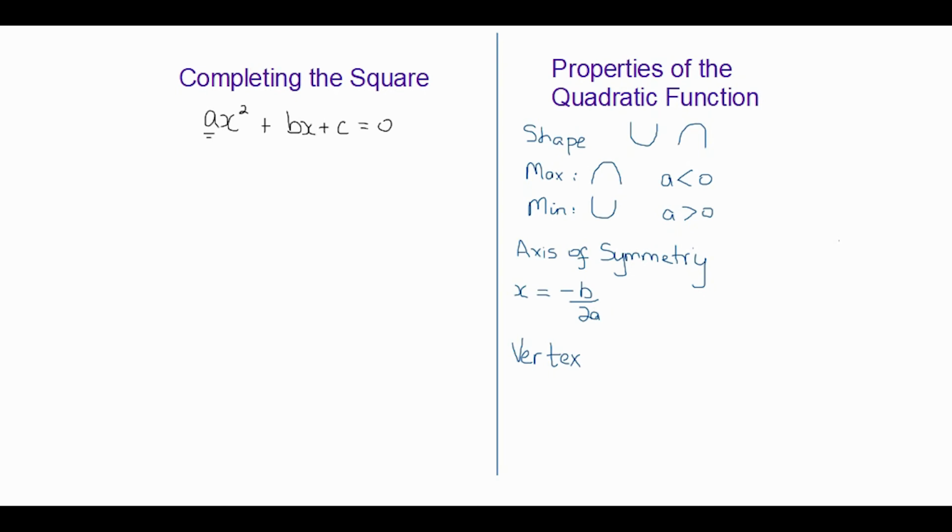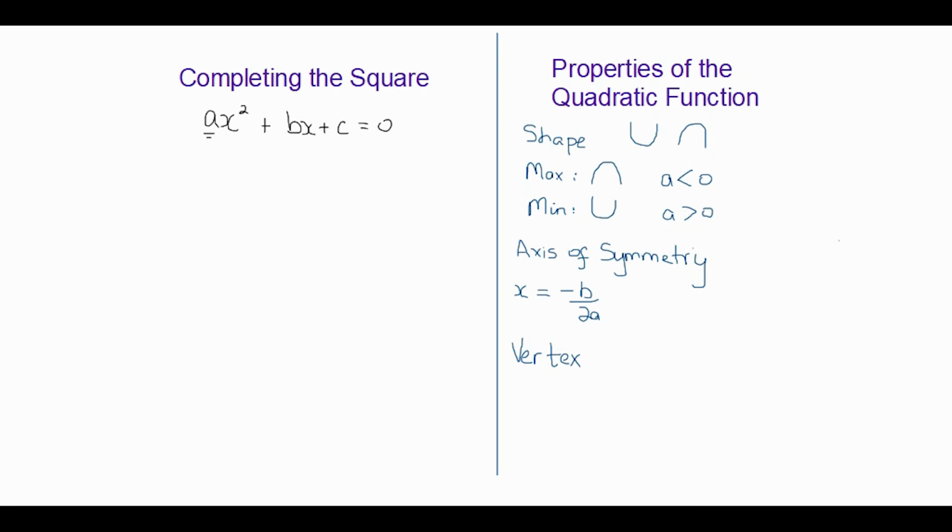Now each quadratic function only has one turning point, right? It only turns through one point on the graph, and that is that vertex. So once we can identify the type of curve that we're looking at, we'll be able to identify whether or not our curve is going to have a vertex that is at the top or a vertex that's at the bottom.